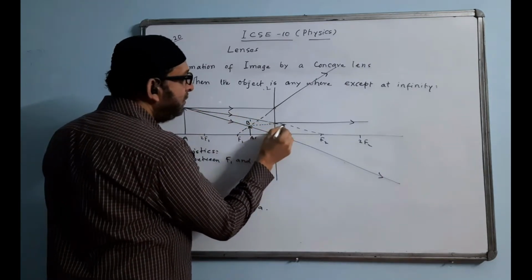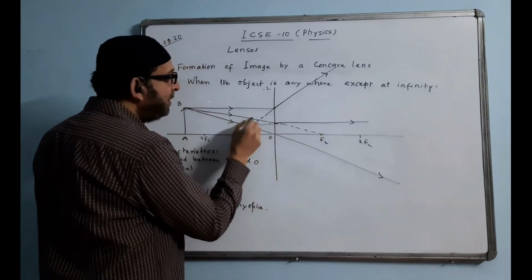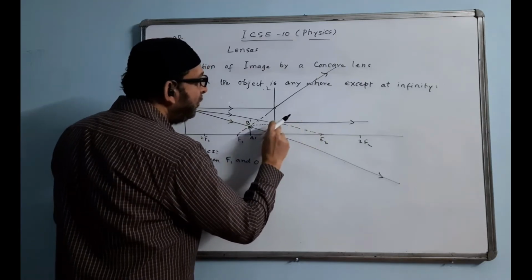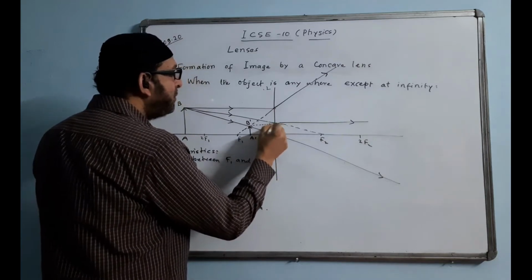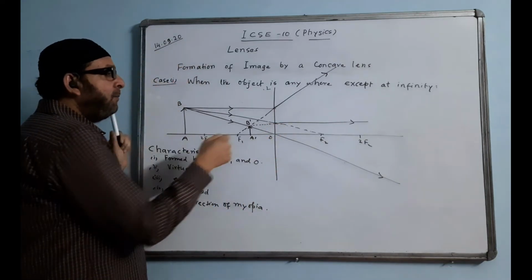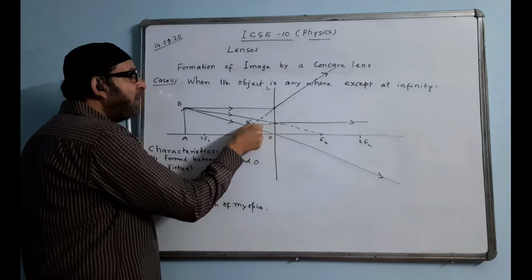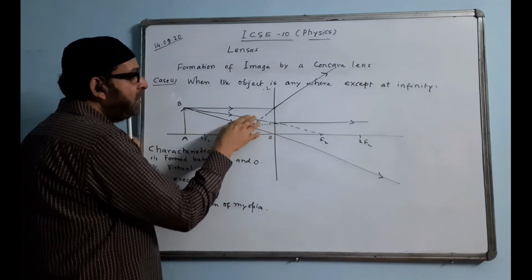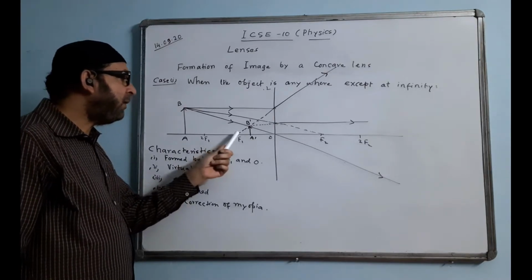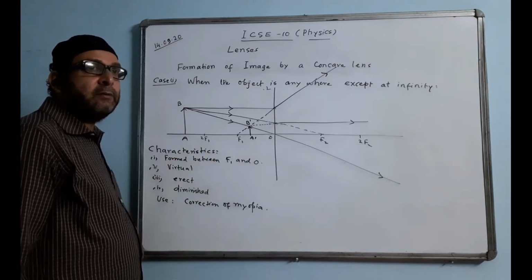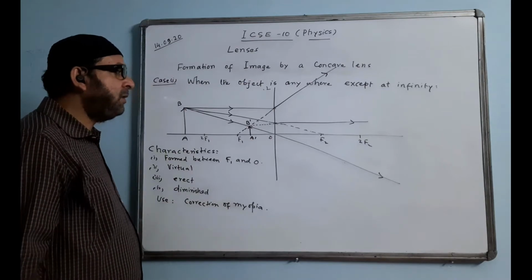This ray comes here. It has a tendency to pass through F2. It seems that it will pass through F2, but it will not be able to because of the concave lens. Rather, it becomes parallel. So the auxiliary focus property will apply. Backward, we use a dotted line, and where these three lines meet, there the image is formed. That means the image is formed between F1 and O. The position of the image will not change.